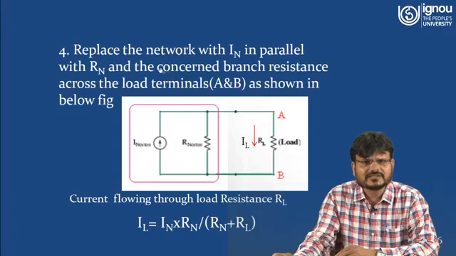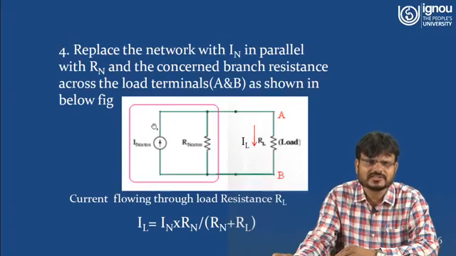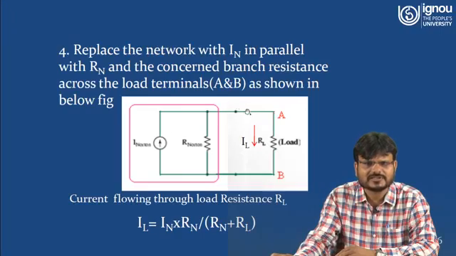So replace the network with the IN. Here you can see, because you have calculated the Norton current, or you can say the short circuit current, in parallel with the Norton equivalent resistance. So you put this Norton resistance in parallel with the Norton current, and you connect the load resistance as shown in the figure. Now you have to calculate the current IL flowing through the load resistance, because this current IN is dividing in these two branches. One branch is this one, another branch is this one.